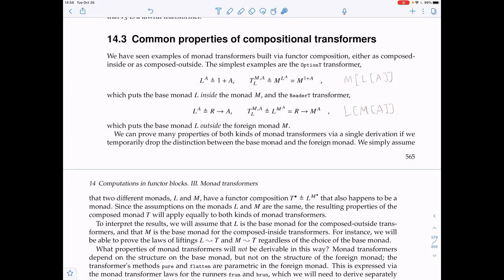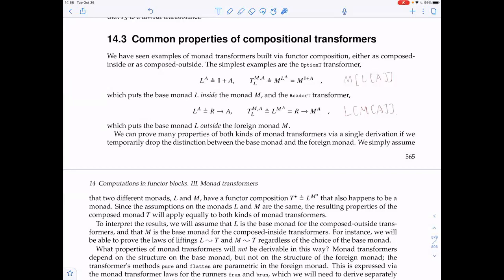like this, where the foreign monad is inside, or outside. The foreign monad is outside, or base monad is inside. So I call them composed outside and composed inside transformers. While the monads that have these transformers are quite different, so the option transformer is the one that is composed inside, and the reader is the one that's composed outside.